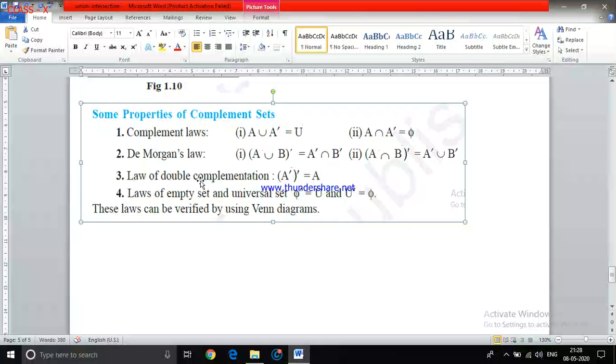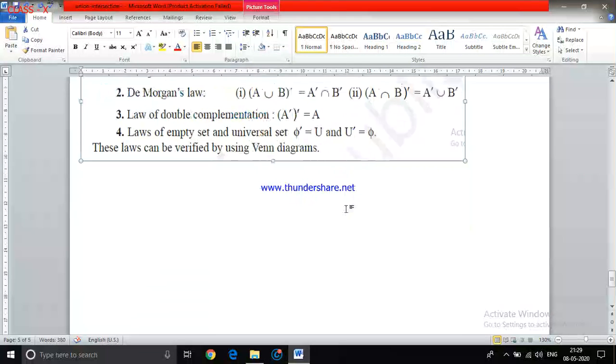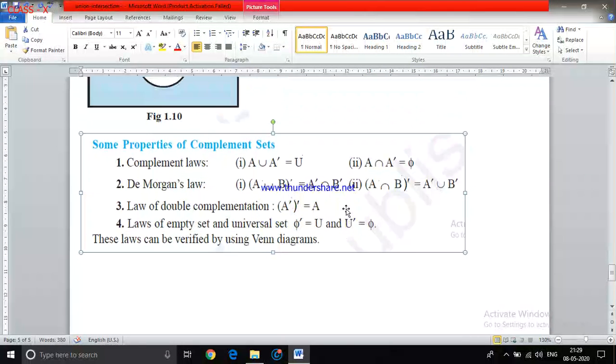Next, the law of double complementation. First you find A complement, again you take its complement, then you will get back your set A. A complement whole complement, that means if I take the complement of the same set twice, then I'll get back the set A. Next one is universal set complement will be the empty set, and empty set complement will be universal. These are the few laws of the complement set.